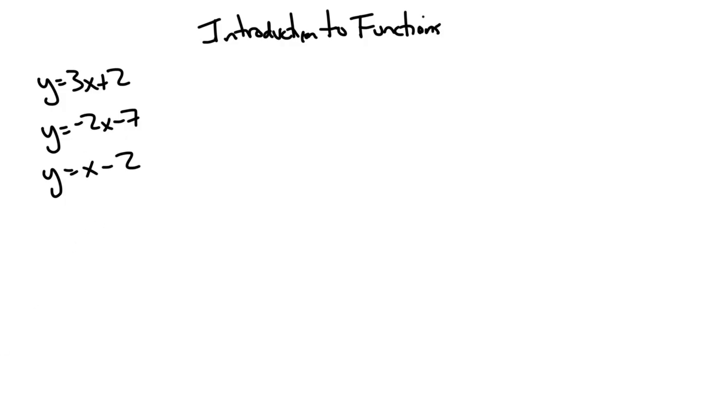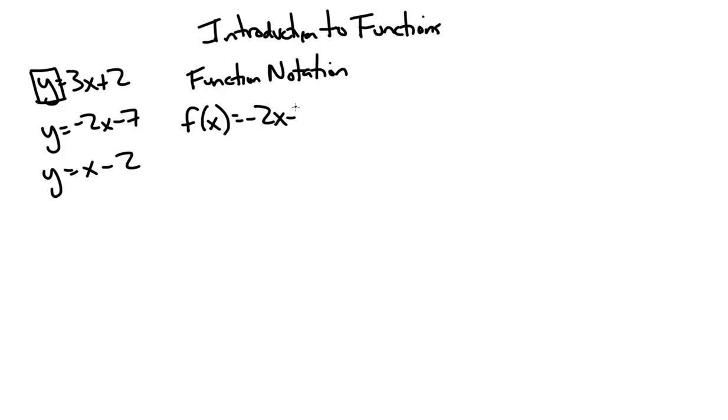And so what we do is we have a new thing called function notation, where essentially the y part gets turned into this function notation. So this one right here, I'll call f of x. You just use f of x. This is f of x equals negative 2x minus 7. And then this one, instead of f of x, I could call it g of x. And this one would be x minus 2. And whatever this one up here could be h of x. h of x equals 3x plus 2.